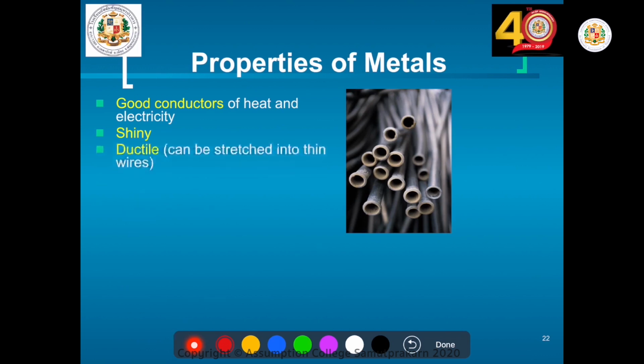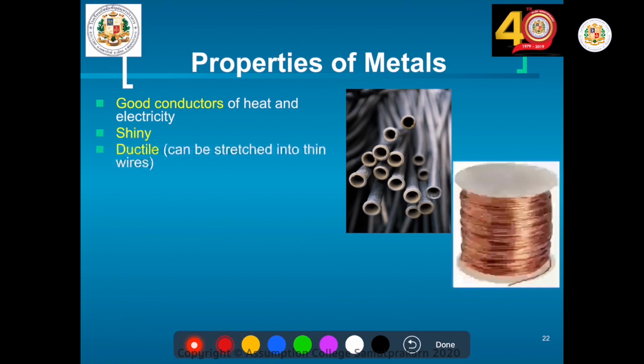Now next we have ductile. Metals are ductile. That means they can be stretched into thin wires like this. So we can stretch metals very thin and very long without them breaking. So as I've said, that's the reason why we use them as wires.